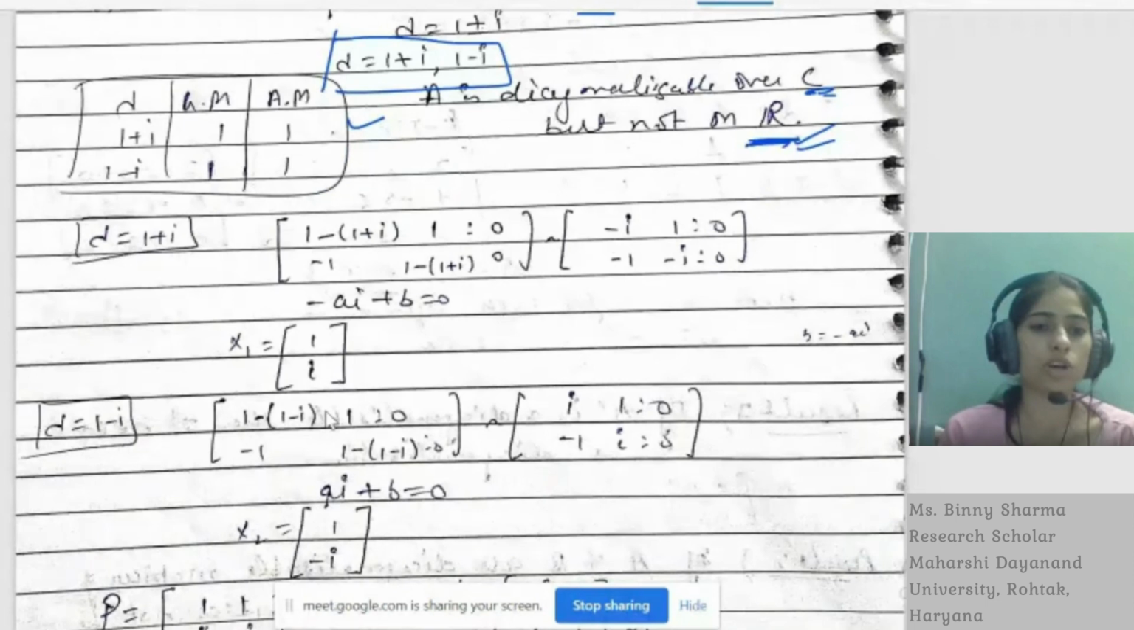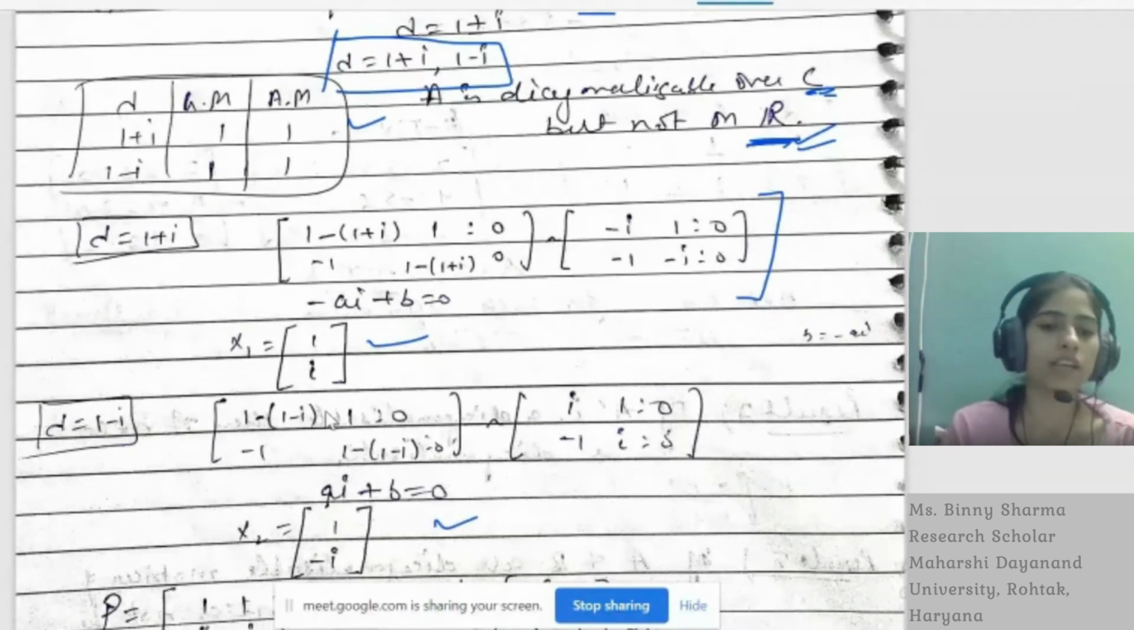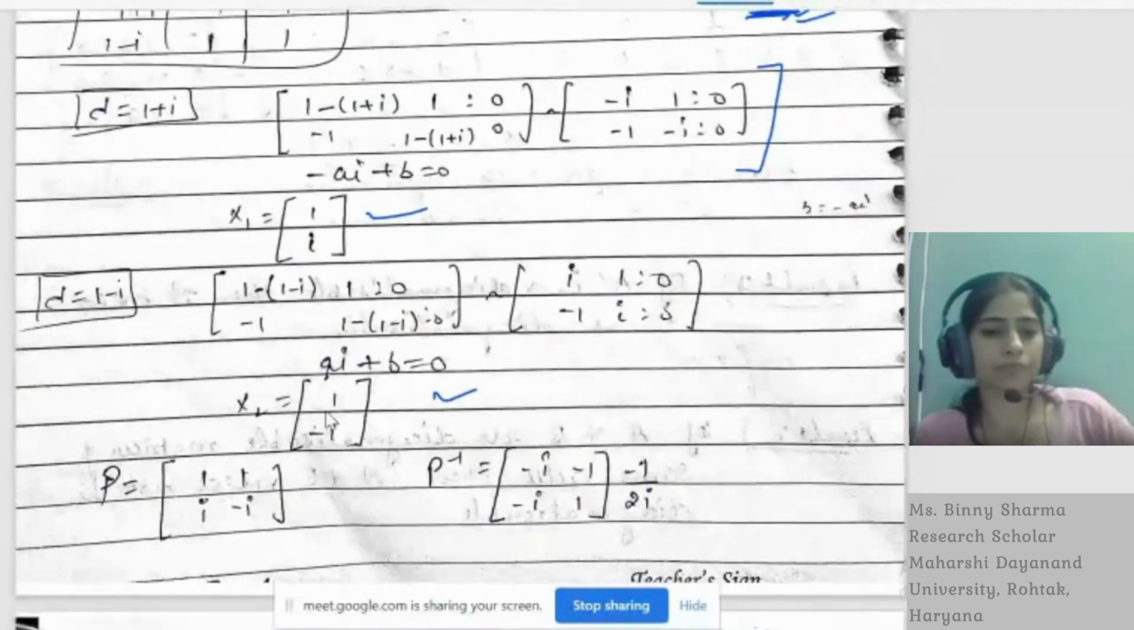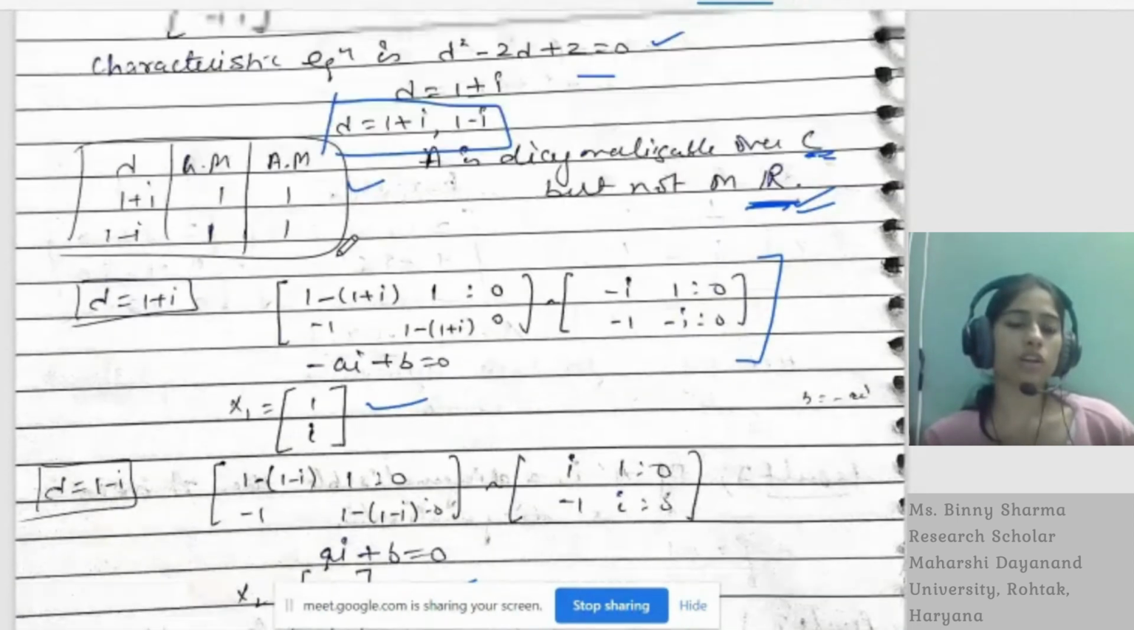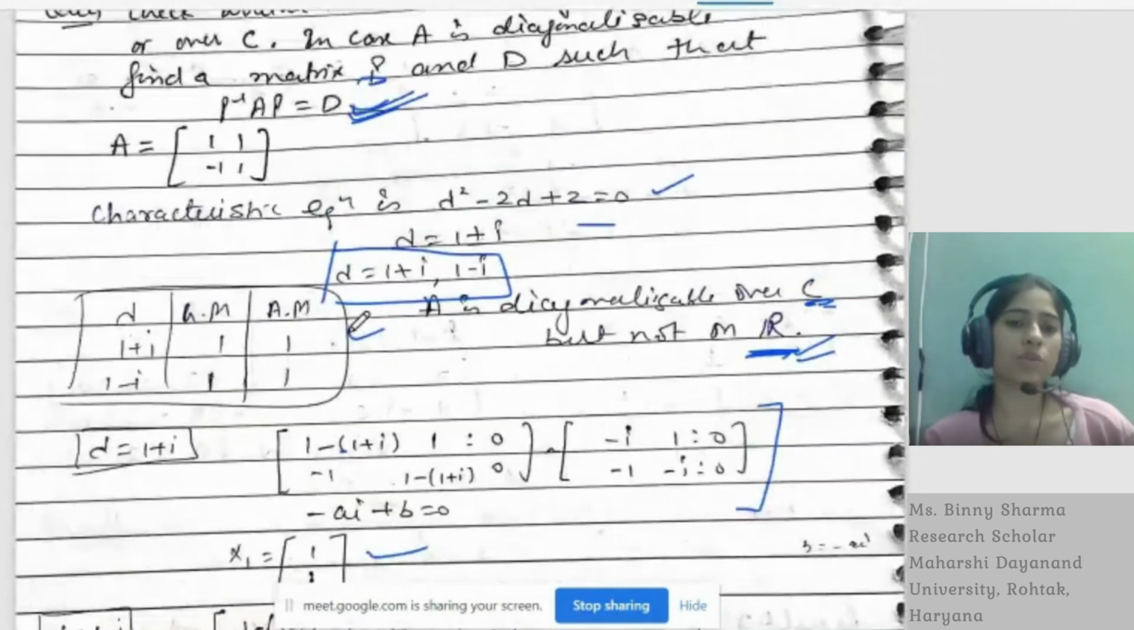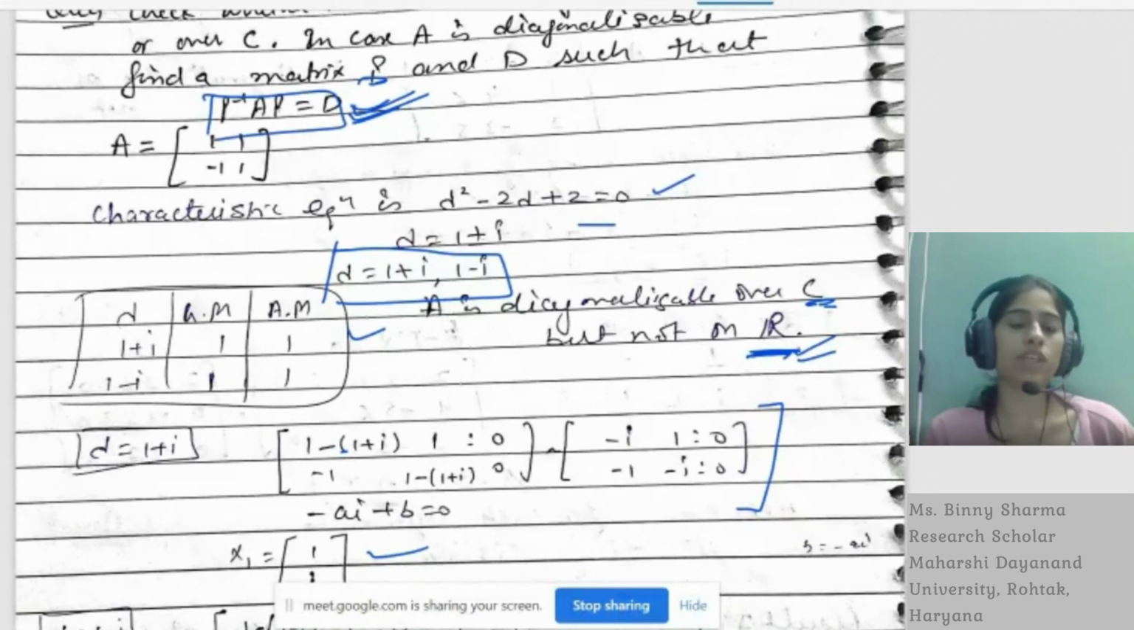Now you also know how to find the eigenspace corresponding to the eigenvalue 1 plus iota. By solving this homogeneous system, we get eigenvector (1, iota). Similarly, corresponding to lambda 1 minus iota, we find eigenvector x2. Now the task is how to make a matrix P which satisfies P inverse AP equals D.